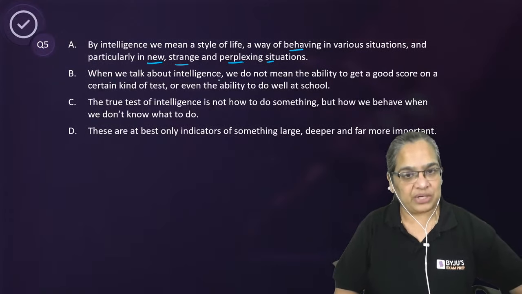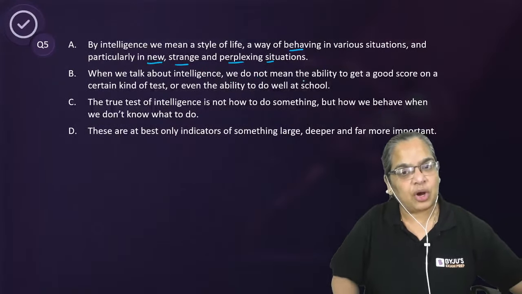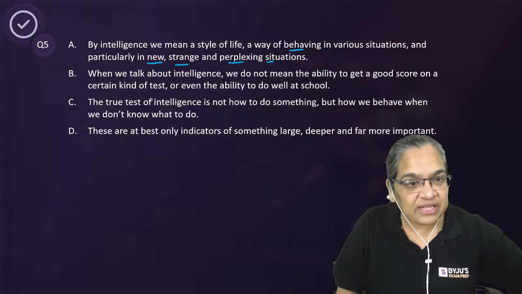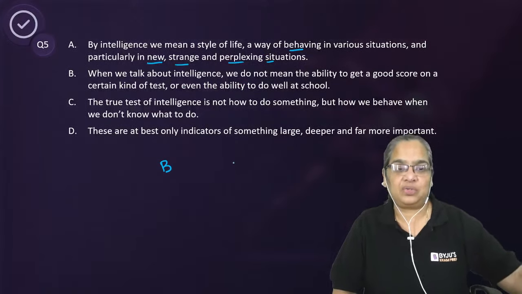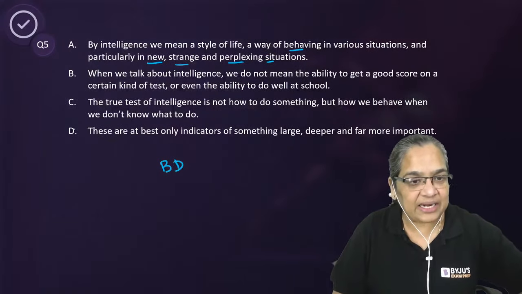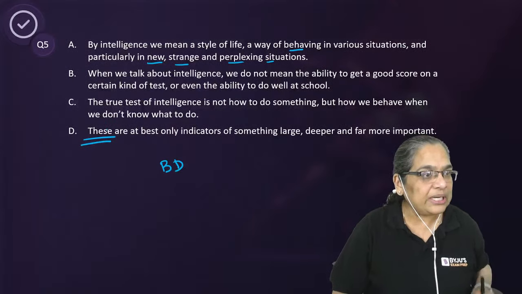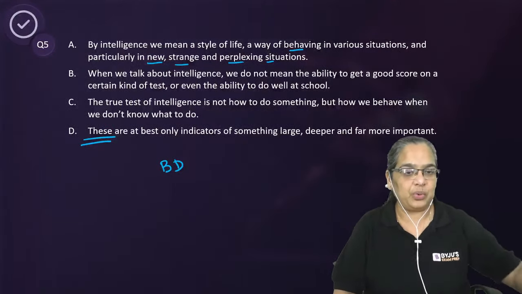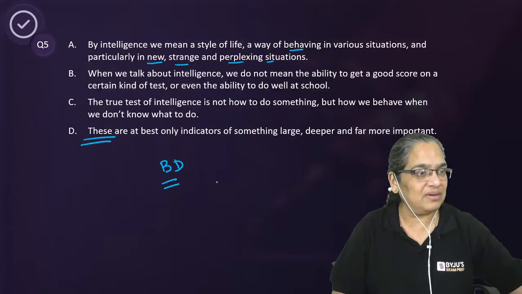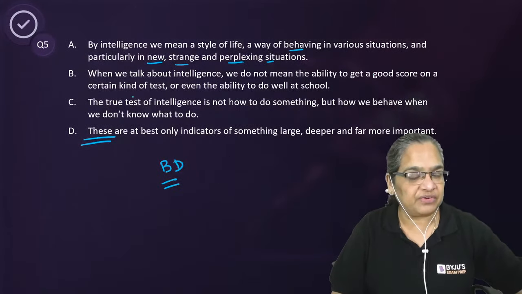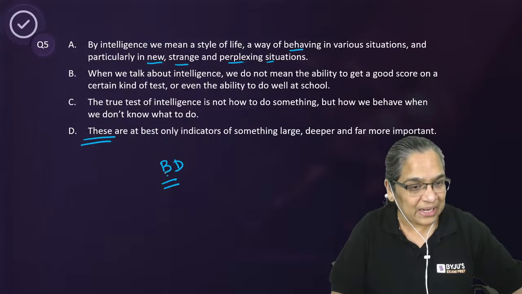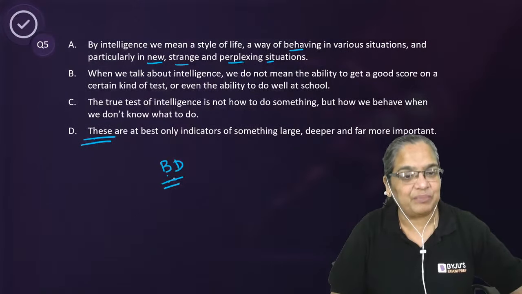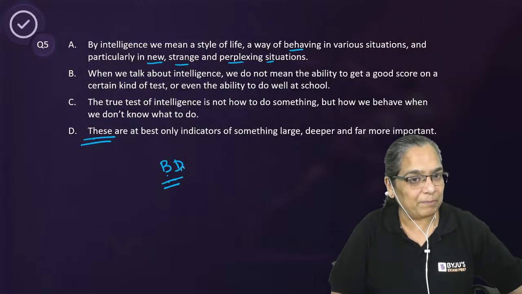When we talk about intelligence, we don't talk about the ability to get a good score on a certain kind of test, or even the ability to do well at school. These are at best only indicators of something larger, deeper and far more important. Don't you think these two go together? We are not talking of good scores on a test or ability to do well. These are only indicators of something larger, deeper and far more important.